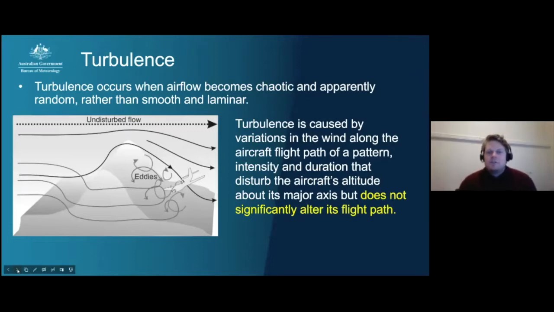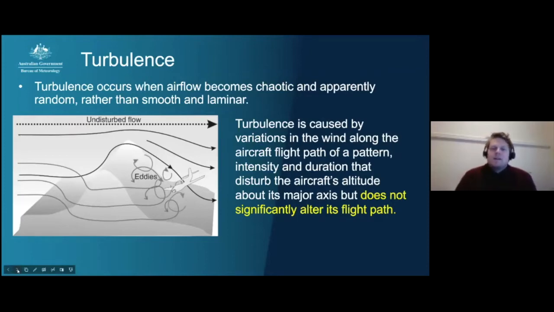So turbulence basically occurs when the airflow becomes chaotic or random rather than smooth and laminar. You can see in this diagram we've got these streamlines coming across the top, and that's what we call laminar flow. So it's smooth flow. But then we've got this topography here, which is interrupting that smooth flow and causing that mixing, so that turbulence. And then you can see down the bottom there we've got these little what we call eddies, which are kind of circulations in the air movement.